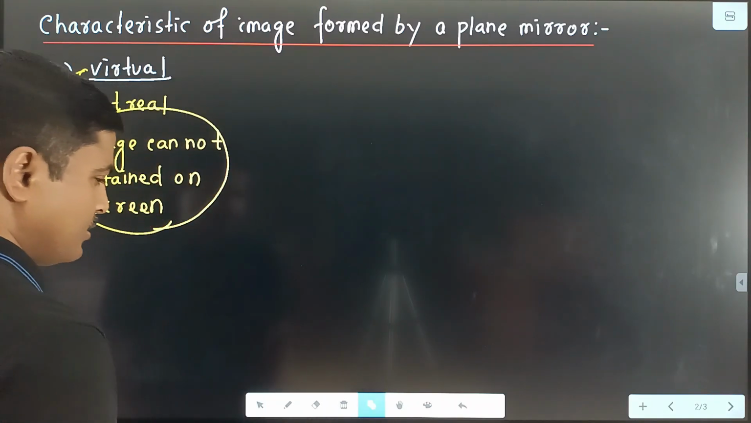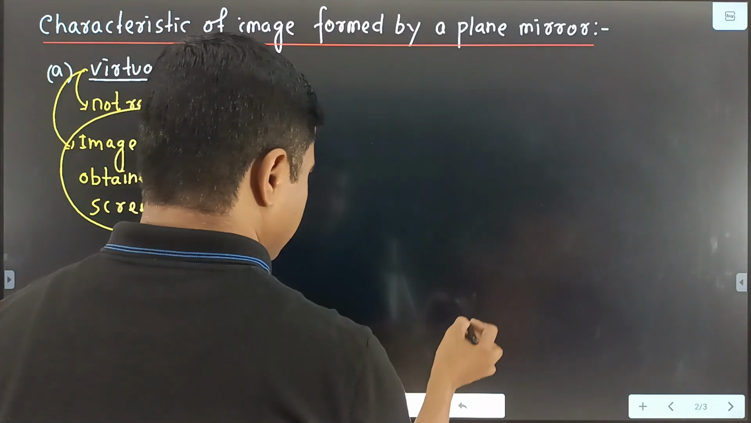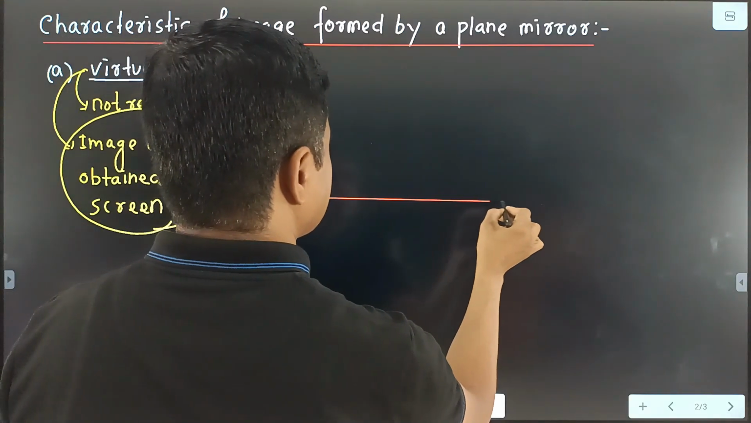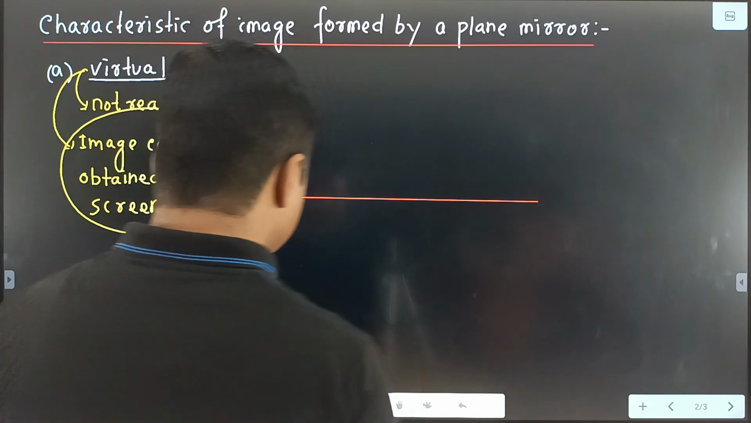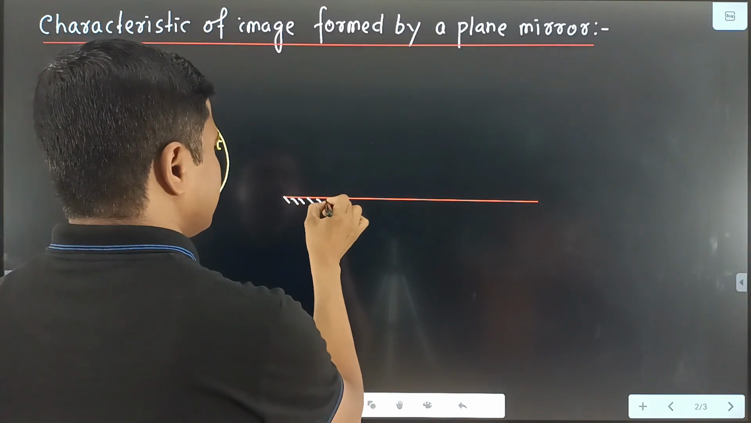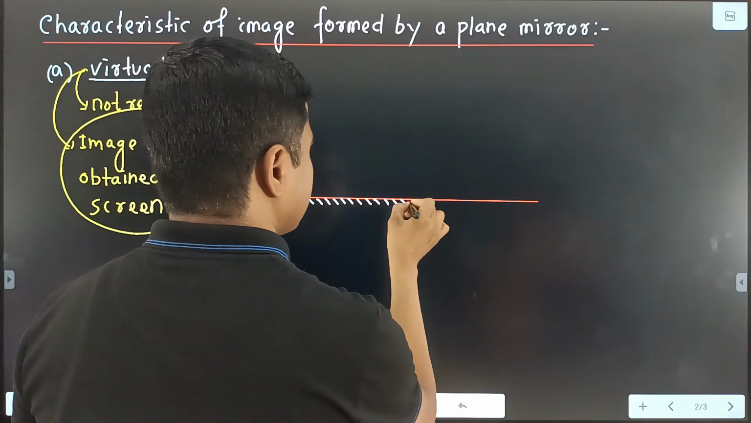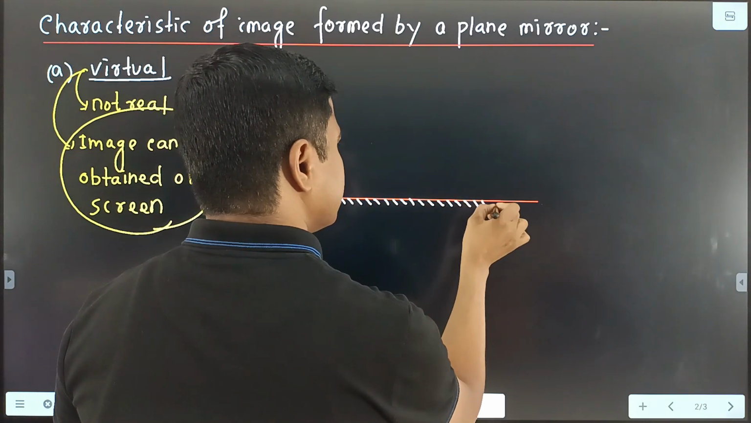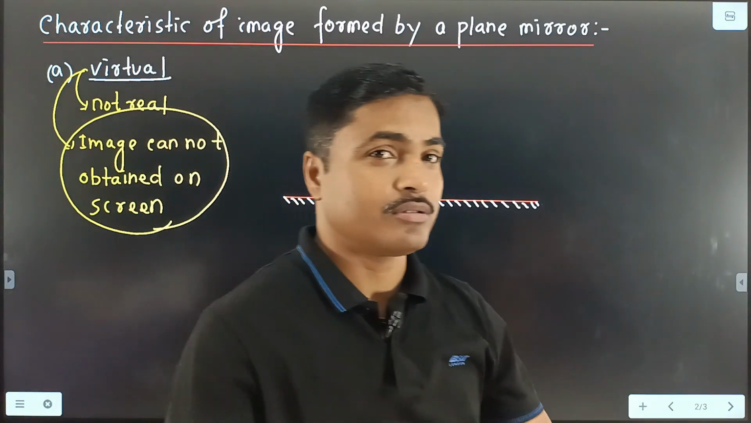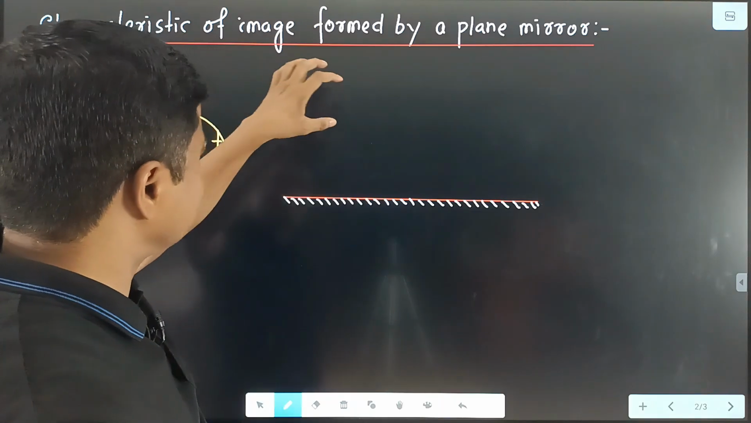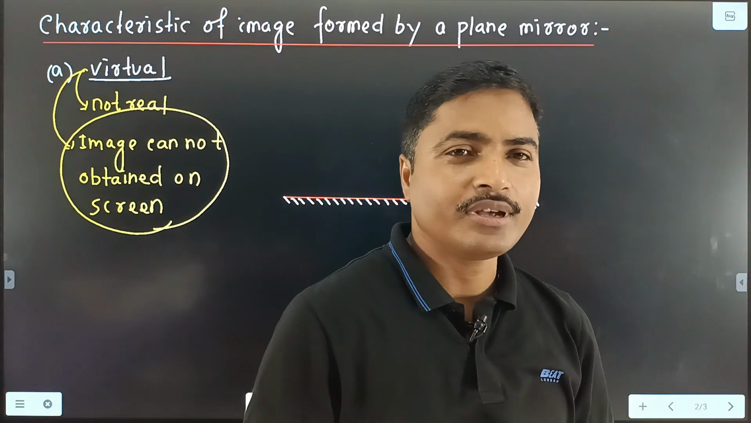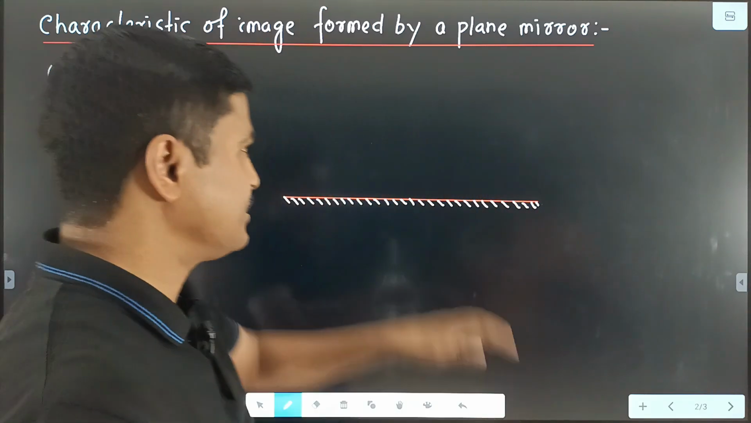Clear? And we draw a diagram. Suppose this one is your plane mirror. Plane mirror means there are two surfaces here. This is the lower surface, and the lower surface of the plane mirror is coated with silver. And this one is the upper surface, and the upper surface is the reflecting surface, and the object or source is always situated on the side of the reflecting surface.